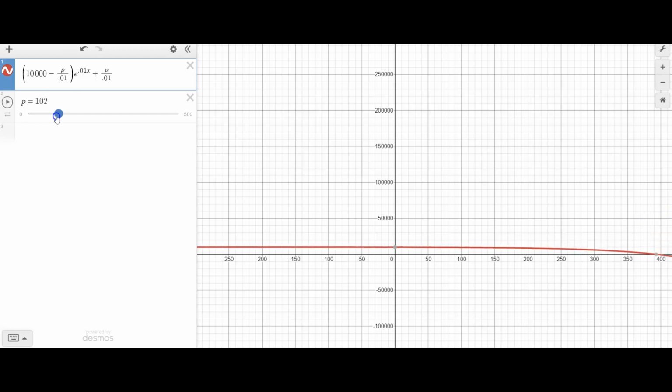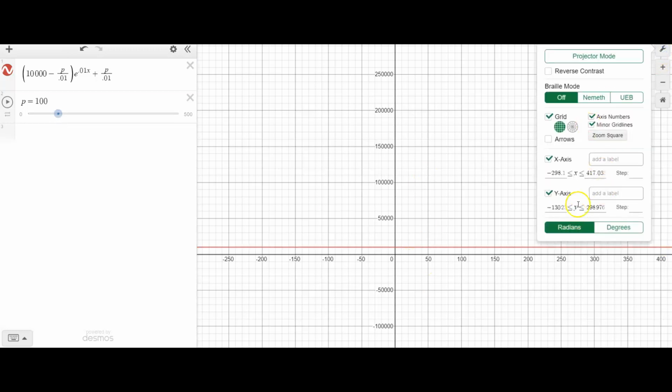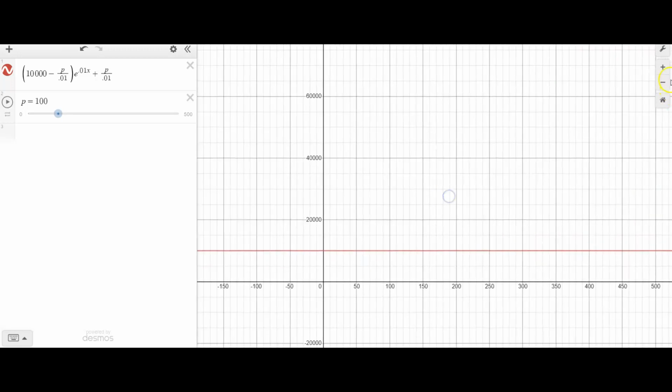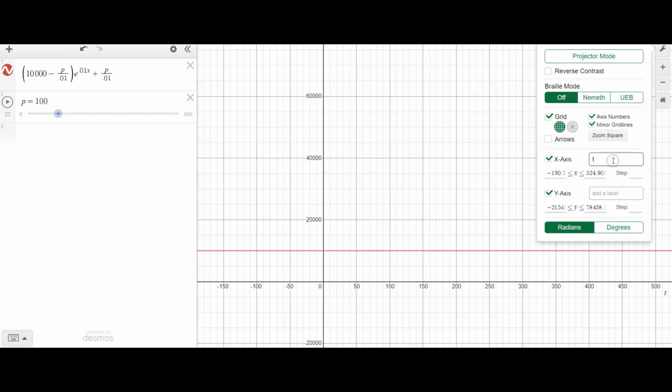But notice that at p equals 100, the function goes from increasing to non-increasing, non-decreasing to decreasing. That's going to be something we're going to keep in mind as we move forward in our study of differential equations. So there we go. This is our time in months, and this is our balance in dollars.